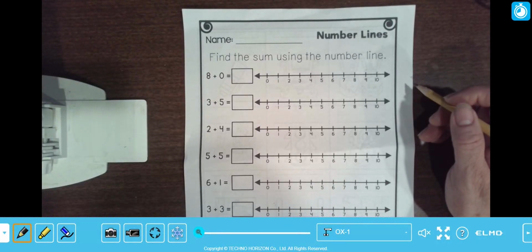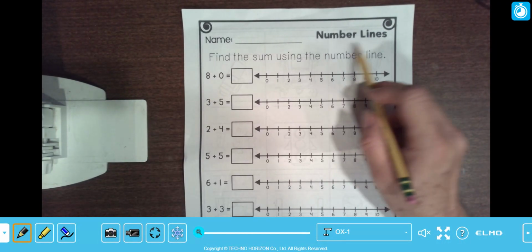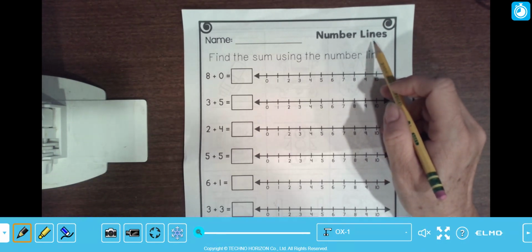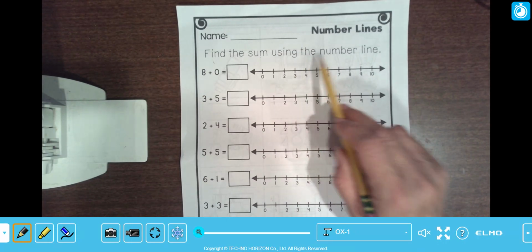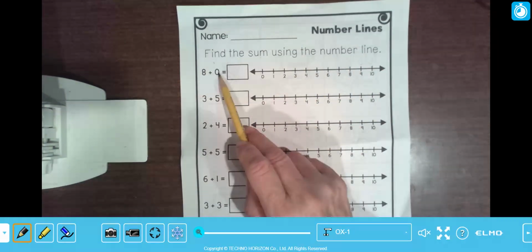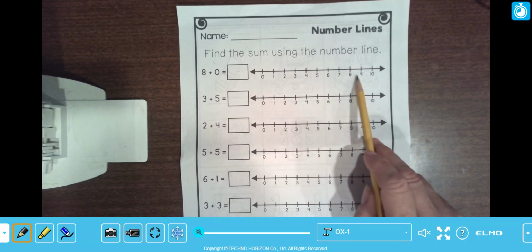Okay, today we're going to be doing this number line page. I think it's number line number 1. And we're going to find the sum using the number line. So see these? We're going to find the answer using this number line.